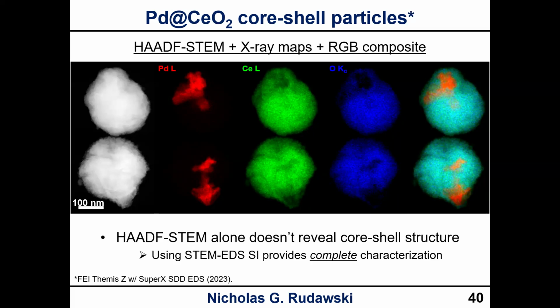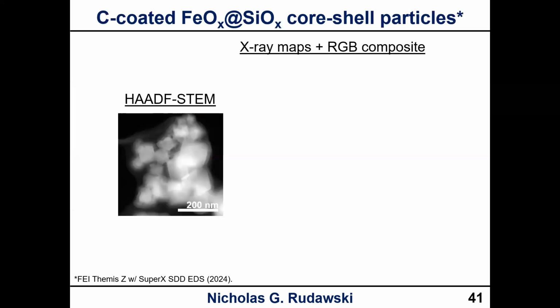So this is an example that really shows why imaging alone often isn't enough. Just by looking at the image, it really wasn't very obvious that we had a core shell structure, and we really had no way to know where the palladium was relative to the ceria shell. But by adding in the STEM-EDS SI, we ended up getting a more complete characterization. And this was done on a much better system than the one that was used for the previous example with the AlGaN-GaN HEMT. We can look at another example.